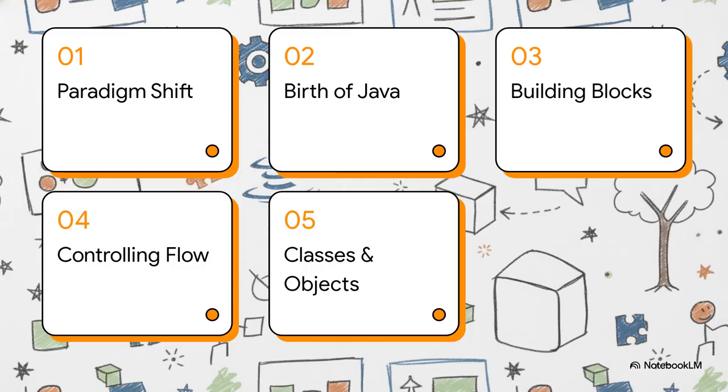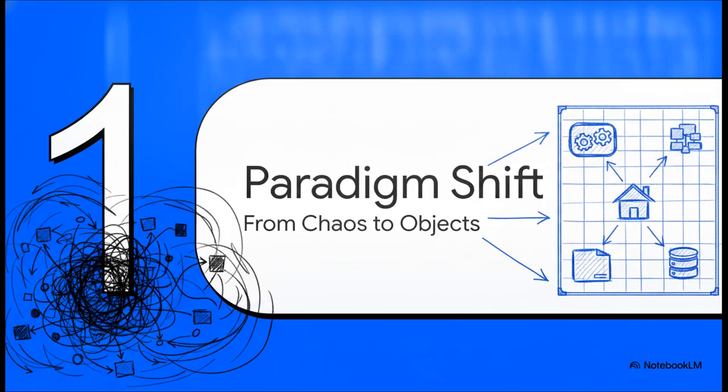Well, to answer that, here is our roadmap for today. We'll start with the programming paradigm shift, then cover the birth of Java, its essential building blocks, controlling the flow, and finally, classes, objects, and blueprints. Let's jump right into Section 1, the programming paradigm shift, from chaos to objects.